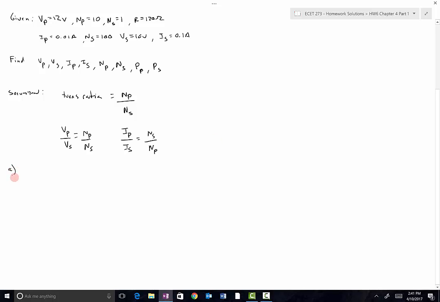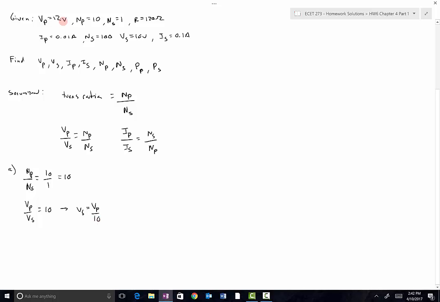Okay, so if we want to solve this, the first thing we're going to do is determine, in this problem, we can see that we're given N_P over N_S. So the turns ratio is just going to be 10 over 1. We would say this is a 10 to 1 transformer. You can write that as 10 if you like. So that means we know the ratio of V_P to V_S. V_P over V_S is going to be equal to 10. And so that tells us that V_S is equal to V_P divided by 10.